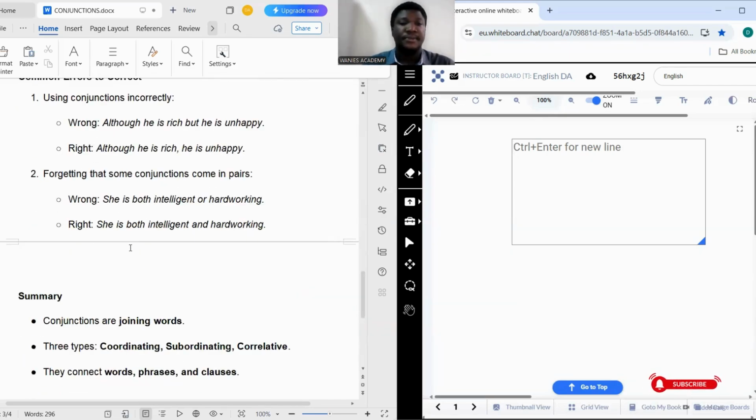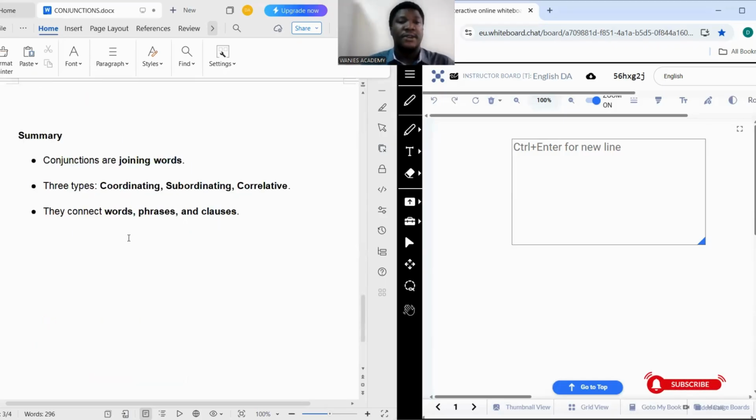Now, it is also important to know that some conjunctions come in pairs. They're also called correlative conjunctions. We just discussed that. A wrong sentence would be saying, she is both intelligent or hardworking. But no, they work in pairs. So you have to use a conjunction that joins them together. So you say, she is both intelligent and hardworking.